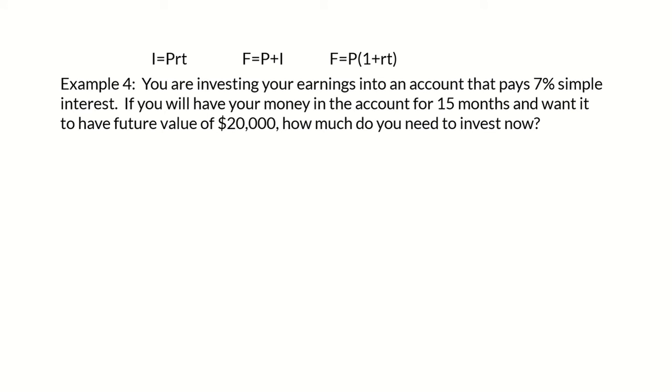Example 4, you are investing your earnings into an account that pays 7% simple interest. If you will have your money in the account for 15 months and want it to have a future value of $20,000, how much do you need to invest now? This problem is asking for the opposite thing from the previous one, where this time we're trying to find the principal value that we need to invest in order to get a particular future value out of the account. So that means that this value of 20,000 is F, and we want to find P. We want to know how much to invest now.